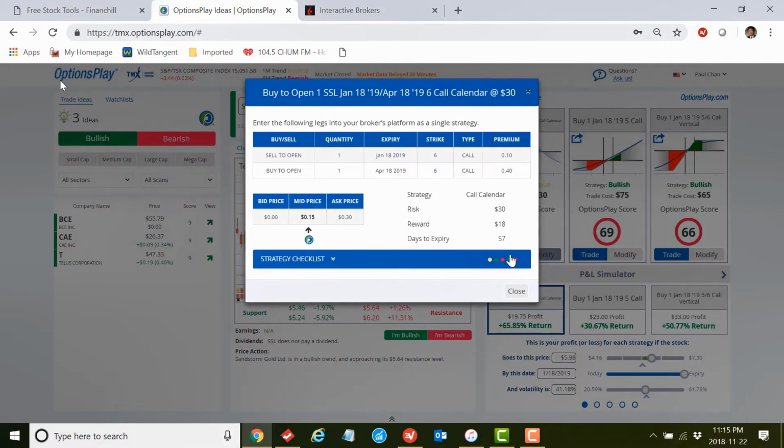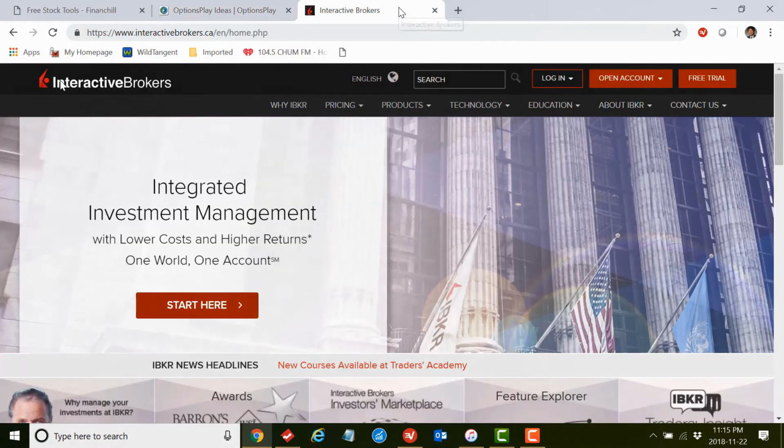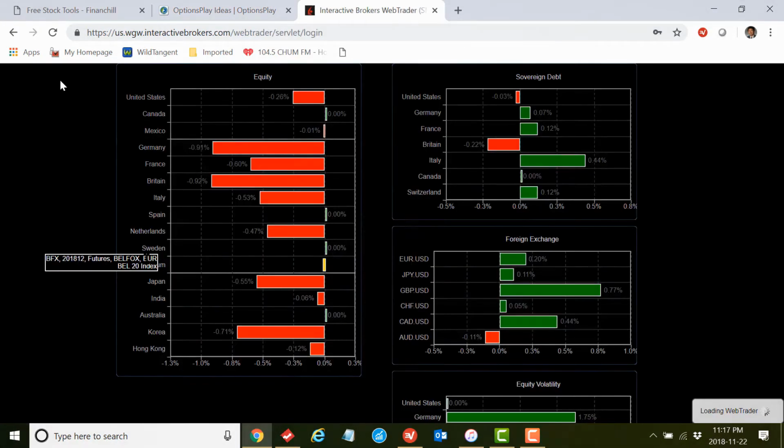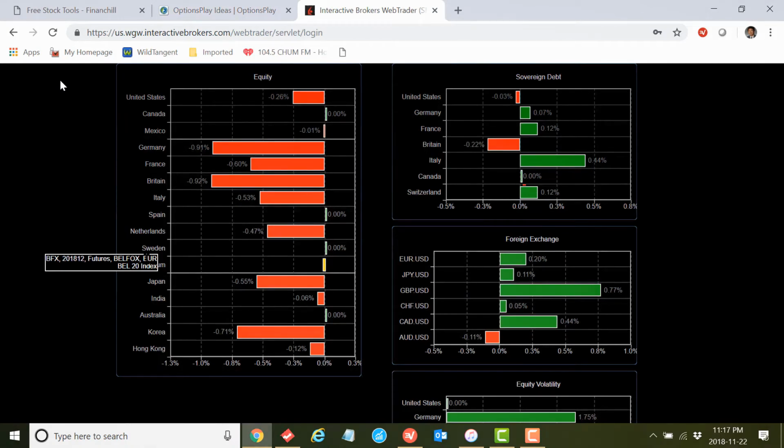So if we trade, this is how we do it. Again, I'm buying to open in April further out at the $6. And I'm selling a shorter term, January, also at the $6, suggesting a mid price of 15 cents. So let's go to our trading account. Again, your broker interface will vary, but the concept and methods are the same.